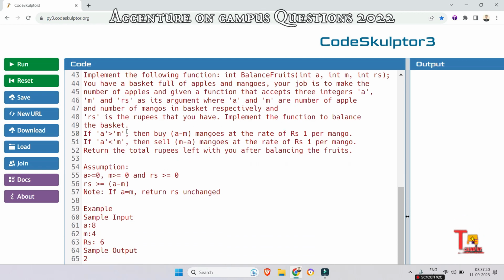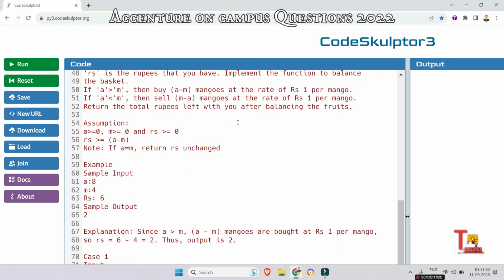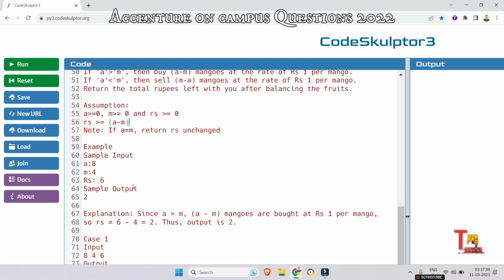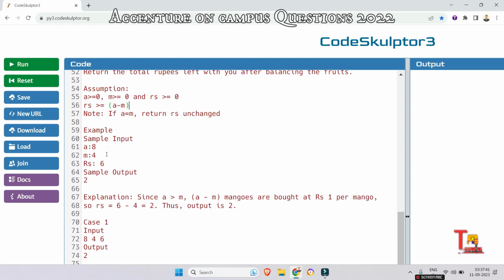If a is greater than m, then buy a minus m mangoes at the rate of rs 1 per mango. If a is less than m, then sell m minus a mangoes at the rate of rs 1 per mango. Return the total rupees left with you after balancing the fruits. So these are the assumptions and constraints. Follow that. And for the example, if the number of apples is 8, the number of mangoes is 4, and you have 6 rupees, then the output will be 2.